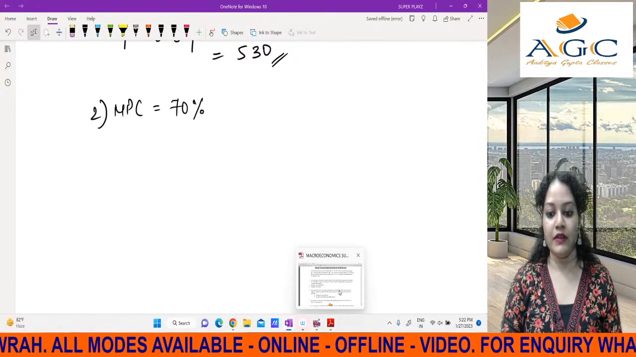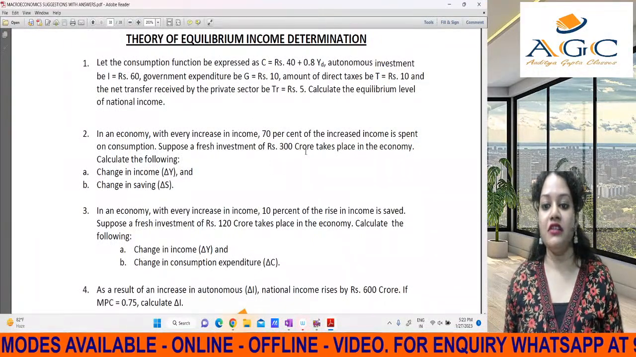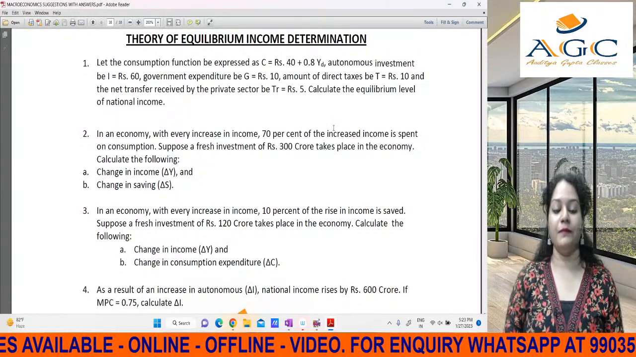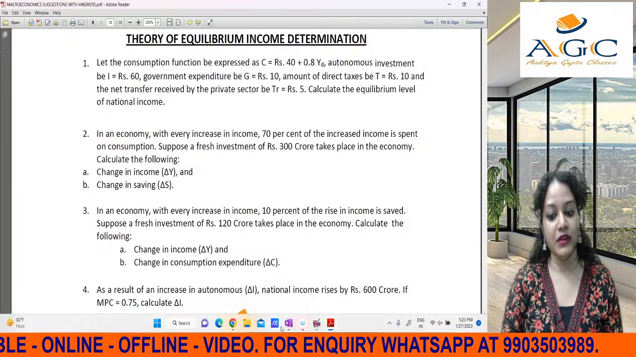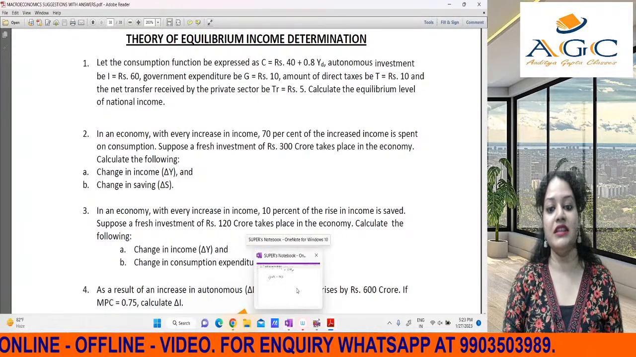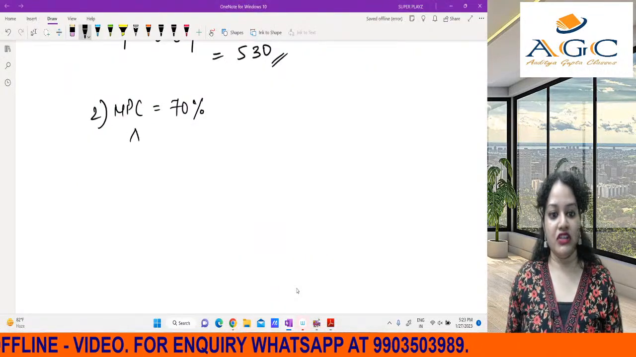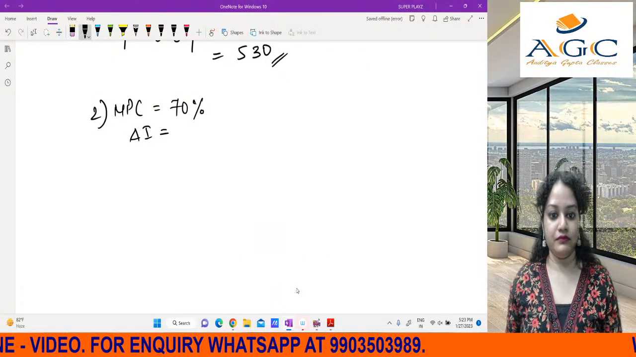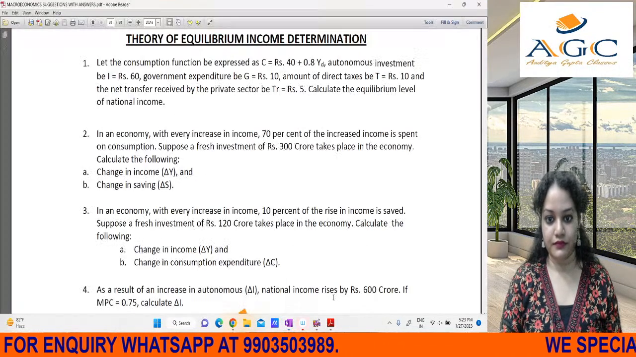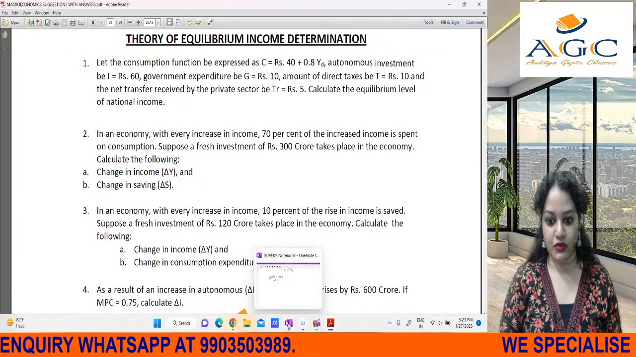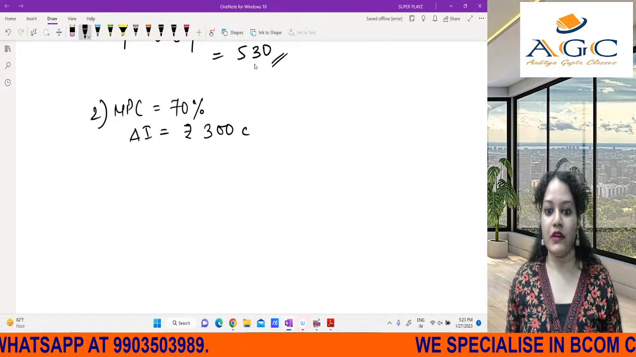Then what do we have? Suppose a fresh investment of rupees 300 crore takes place in the economy. Now there was a part of investment already done, but a fresh investment has been done again. So we can say that this is our delta I, or change in I. So change in I is rupees 300 crore. Right?